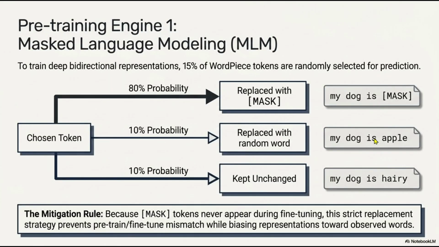Masked language modeling is the first pre-training task. 15% of tokens are randomly selected for prediction. To mitigate the fact that the mask token never appears during fine-tuning, BERT uses a mitigation rule. 80% of the time, the chosen token is replaced with mask, 10% with a random one, and 10% stays unchanged. This forces the model to keep a distributional contextual representation of every token.